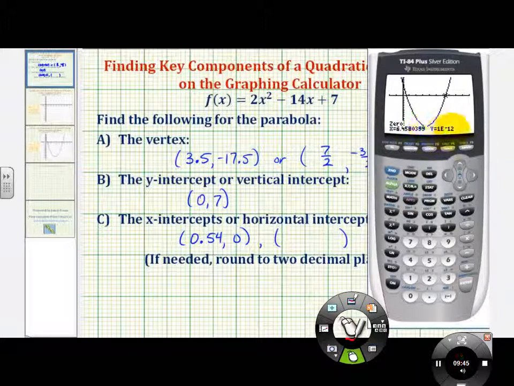And again, notice how the calculator is not perfect. We need to recognize this value here as 1 times 10 raised to the power of negative 12, which is very close to 0, which is what the calculator means. So the second x-intercept would have an x-coordinate of approximately 6.46. So our second x-intercept would be 6.46, 0.